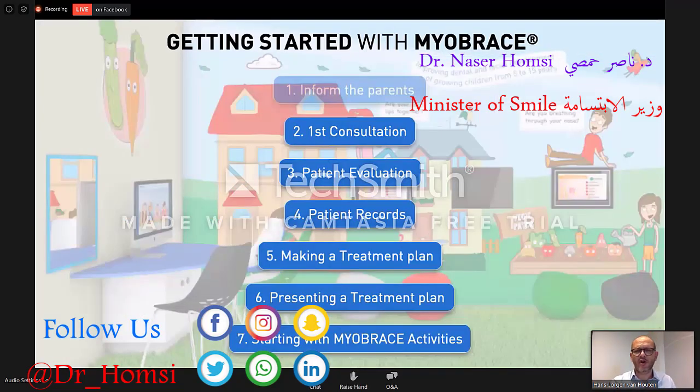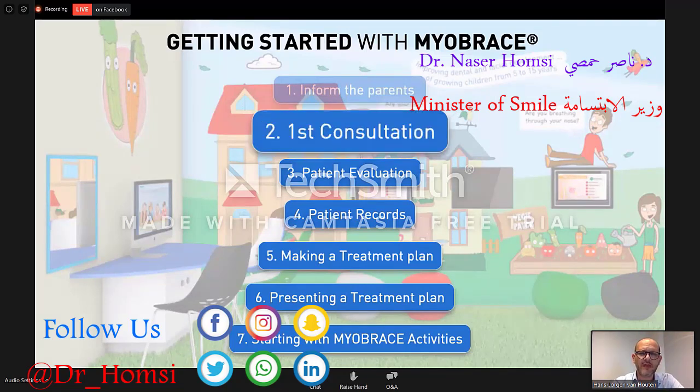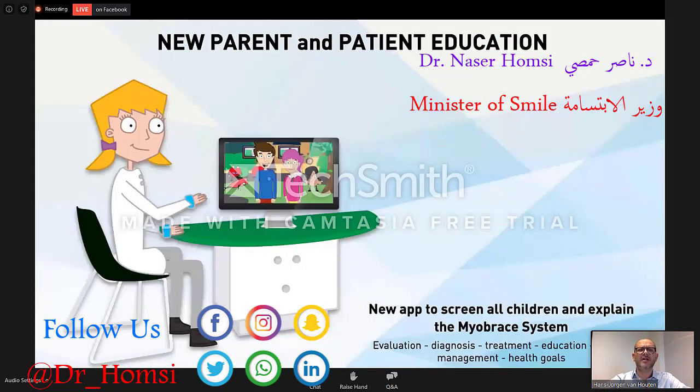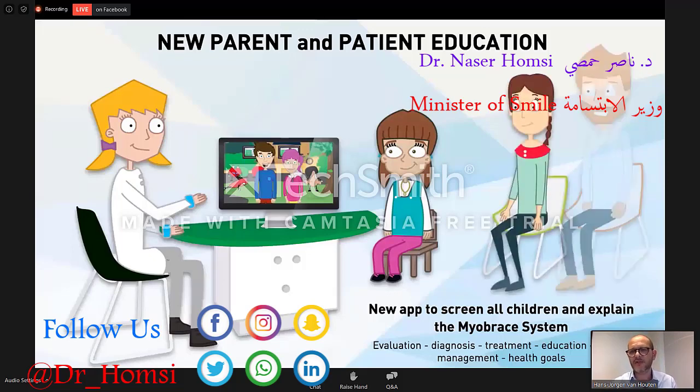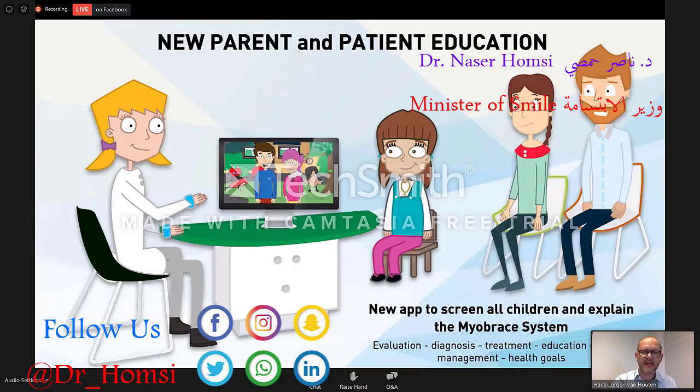So the parents are informed. They want to know more about everything you have to offer. So there will be the first consultation. In the first consultation, it's important that the assistant and everybody who is involved will be there. So we have the patient, we have the mom, we have the dad. It's important to explain to everybody involved what we are going to do and what you expect as a clinic from the patient and the parents.